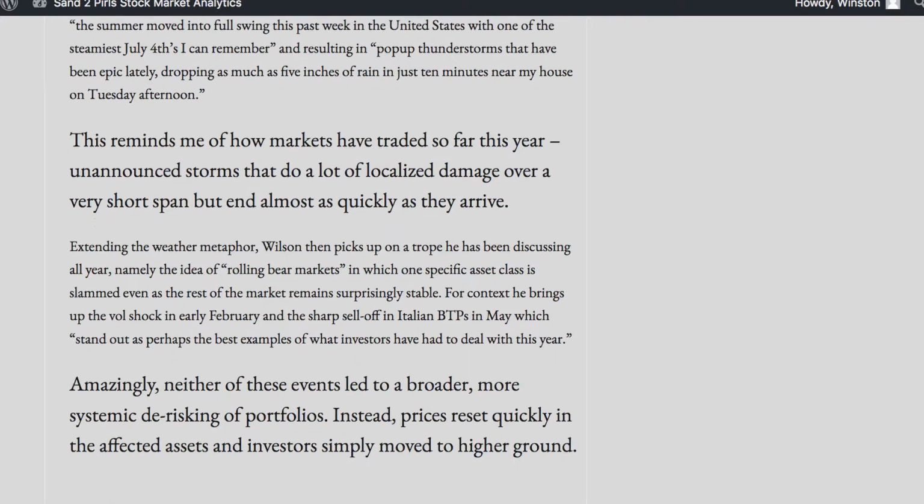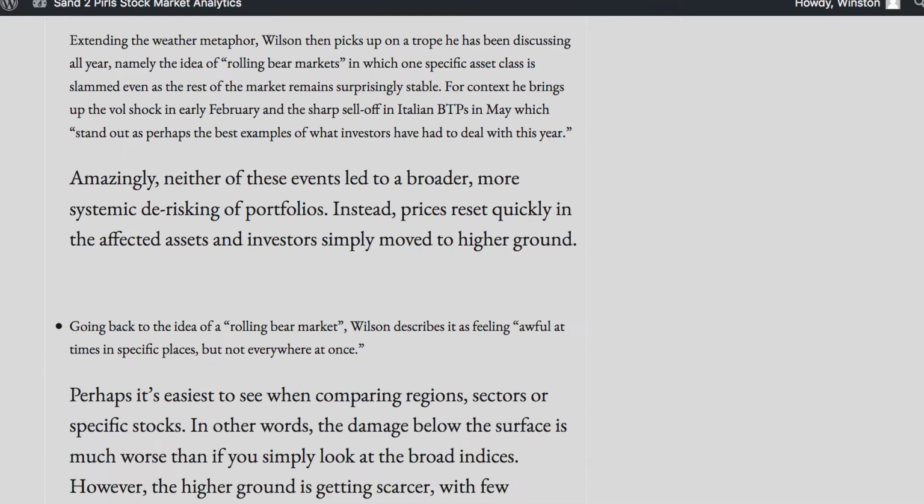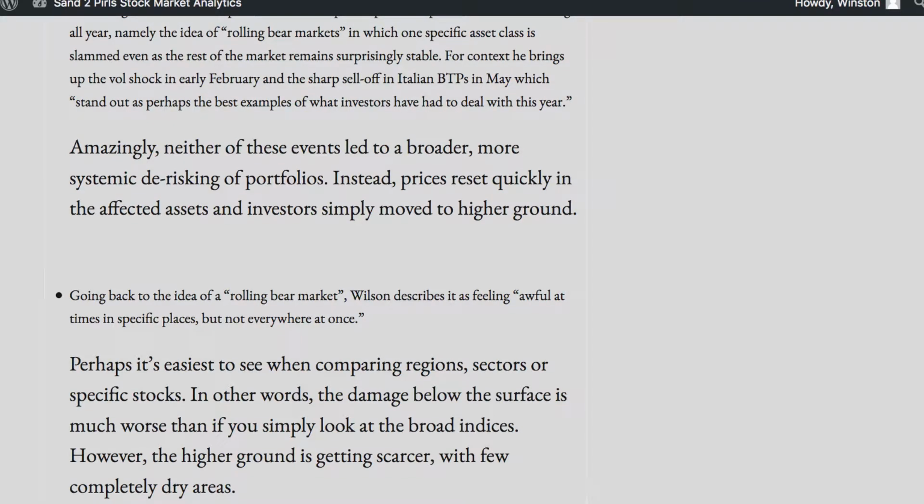This reminds me of how markets have traded so far this year. Unannounced storms that do a lot of localized damage over a very short span, but end almost as quickly as they arrive. Extending the weather metaphor, Wilson then picks up on a trope he has been discussing all year, namely the idea of, quote, rolling bear markets, close quotes, in which one specific asset class is slammed even as the rest of the market remains surprisingly stable.